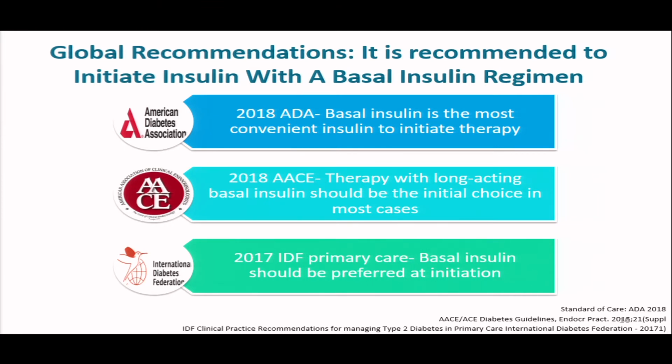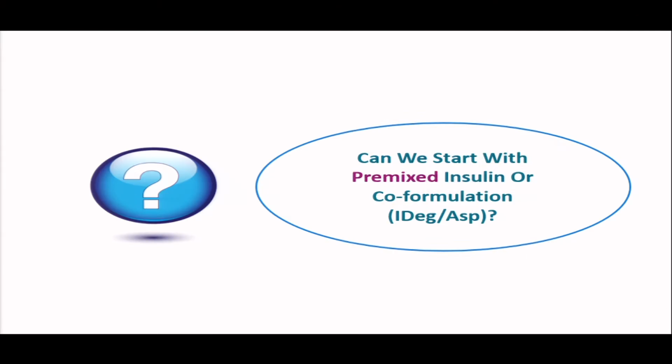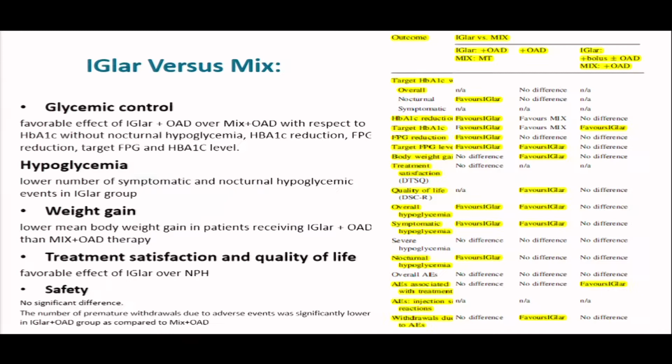ACE, the American Association of Clinical Endocrinologists: therapy with a long-acting basal insulin should be the initial choice in most cases. And IDF, for primary care: basal insulin should be the preferred insulin at initiation. Can we start with premix insulin, either a first-generation classic premix or a second-generation co-formulation premix? Of course, in medicine, we have multiple options, and there are many answers, not necessarily wrong per se, but there might be some that are more right than others.